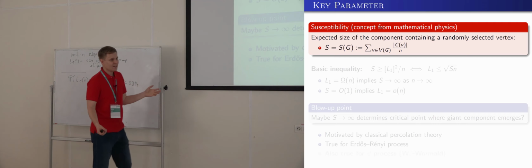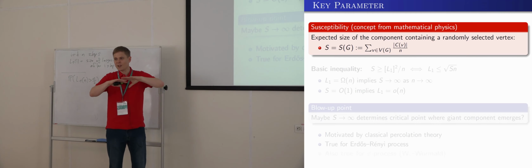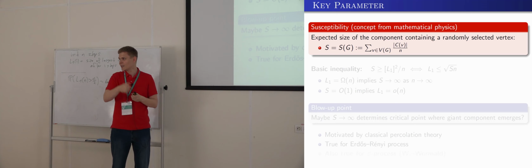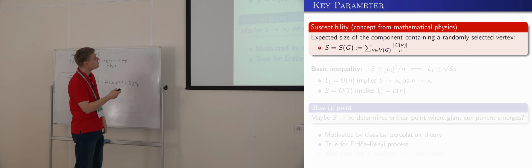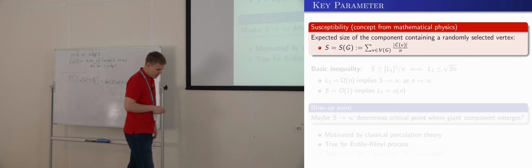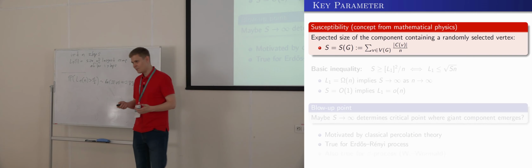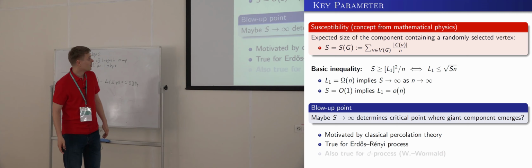And it's basically the answer to the following experiment. Given some graph G, sample a random vertex from your graph and ask what is the expected size of the component that contains this randomly chosen vertex. This is exactly what we define here as the susceptibility. And it turns out that this seems to be a very important parameter with respect to the phase transition.